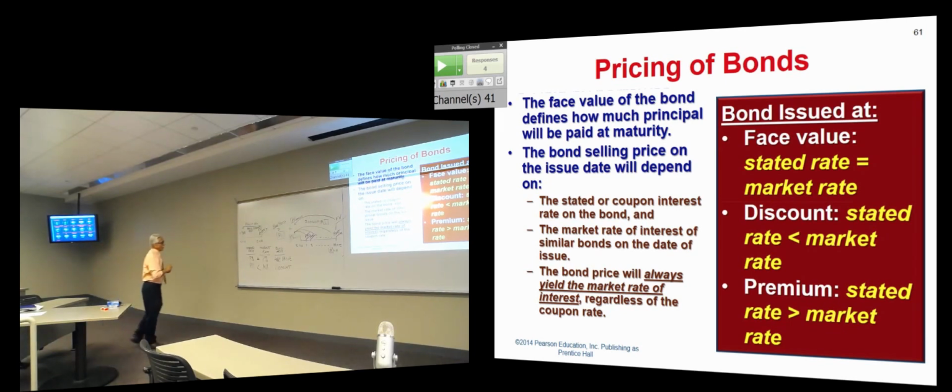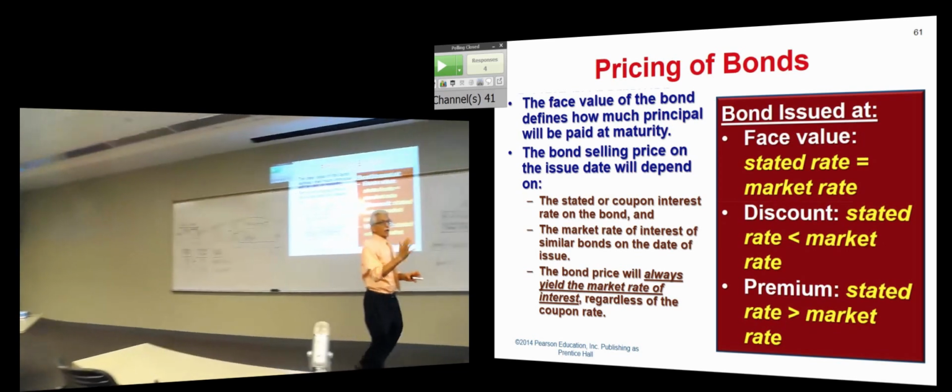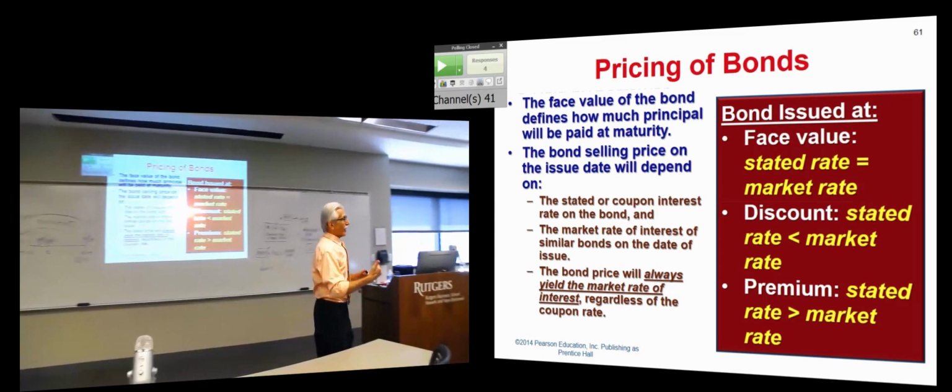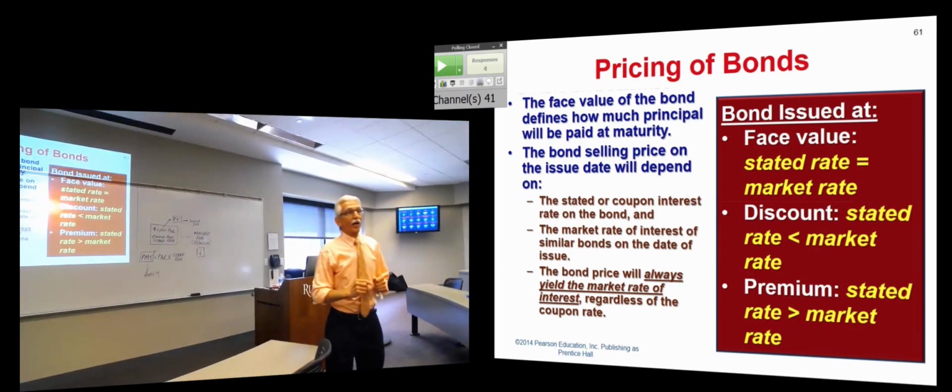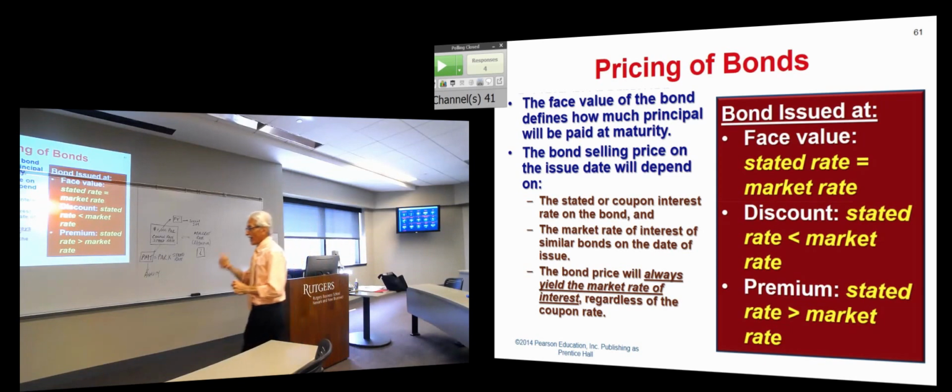Now, let's make sure we have the logic before we go to this premium. Does anyone have any problems with the logic? The logic is as follows. I walk in here with a bond that's going to give you 8%. You can get 10% anywhere else. You're not going to give me face value. You let me borrow $1,000, but you only give me $900. I still have to pay you back $1,000. Therefore, my cost of borrowing goes up. So the discount is additional interest.